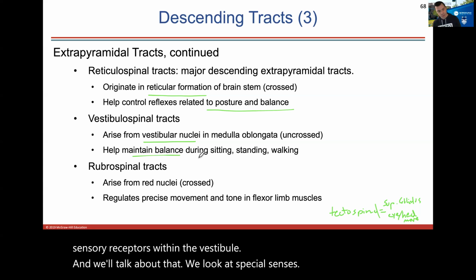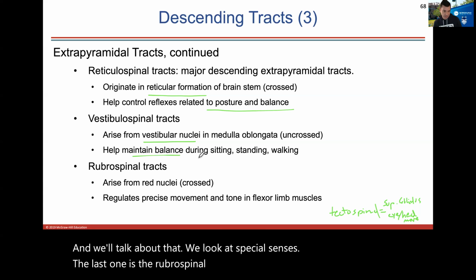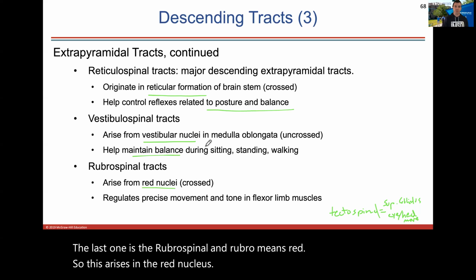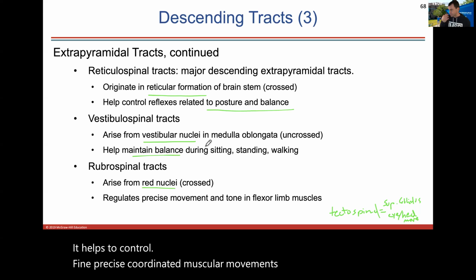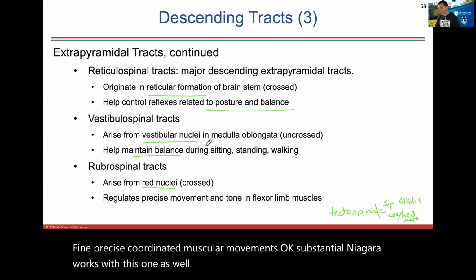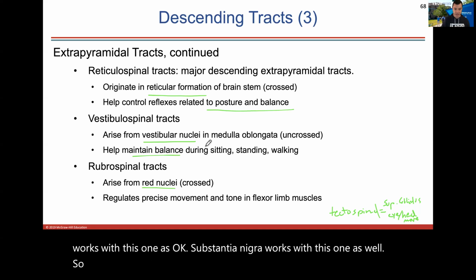The last one is the rubrospinal, and rubro means red. So this arises in the red nucleus, found in the midbrain there. It helps to control fine, precise, coordinated muscular movements. Okay. Substantia nigra works with this one as well. So rubrospinal is the tract that helps to involve precise movement.